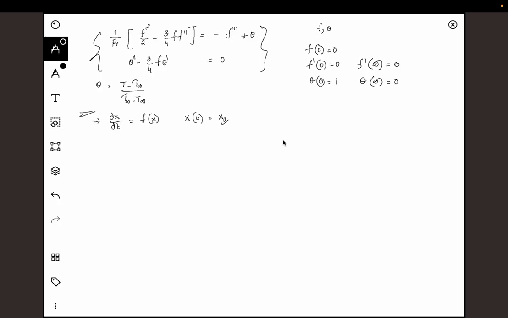So all you have to do is, if you use a very simple method, like say the Euler method, you just do it in a finite difference kind of thing. So you just say x of t plus delta t minus x of t, divided by delta t, equal to f of x of t, and then you obtain x of t plus delta t.